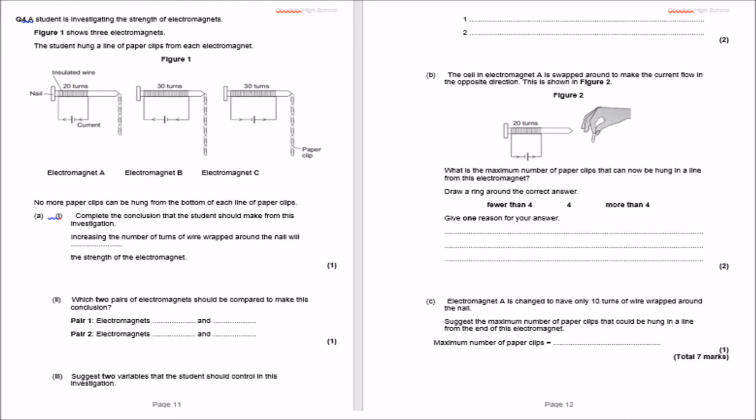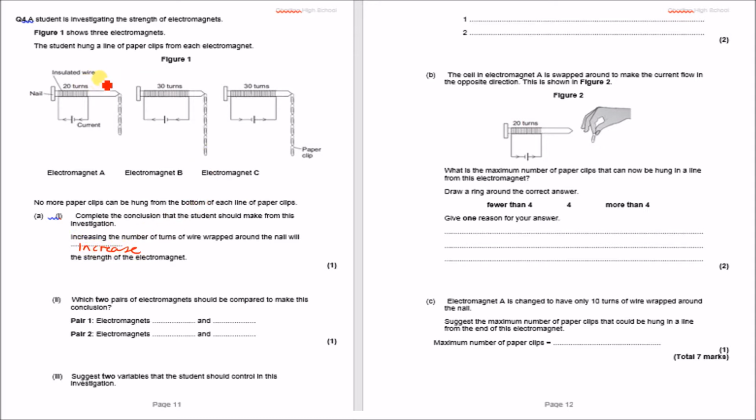Right, a student is investigating the strength of an electromagnet, and figure 3 shows 3 different electromagnets. Right, it says, so we've got A, B and C, and clearly with A you've got 20 turns, 30 turns and 30 turns. Right, no more paper clips can be hung from the bottom of each line of paper clips. Complete the conclusion that the student should make from this investigation. So increasing the number of turns of wire wrapped around the nail will increase.